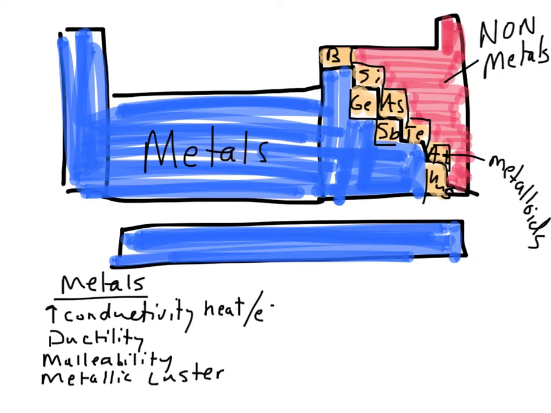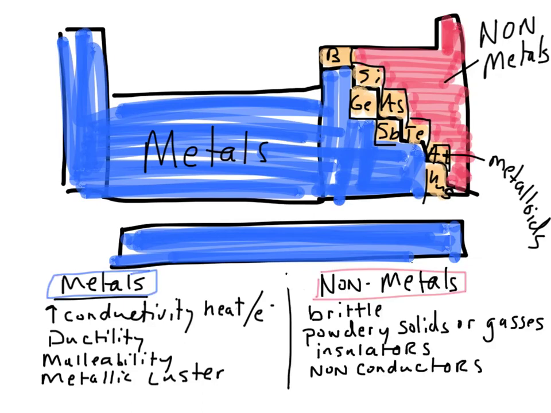They reflect light. Okay, so if we looked at nonmetals then, we have something that's brittle, that doesn't pull into wire or isn't malleable. We have something that is a powdery solid or gas. We have something that will insulate, not conduct electricity at all or heat.